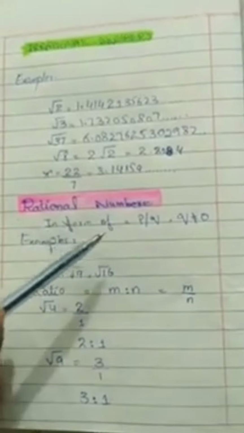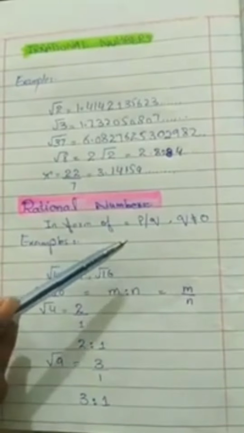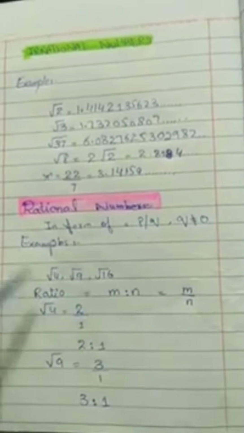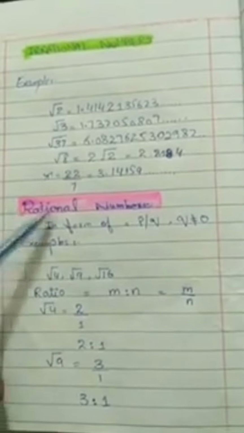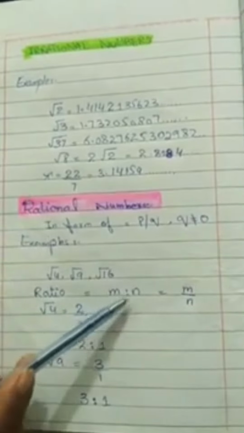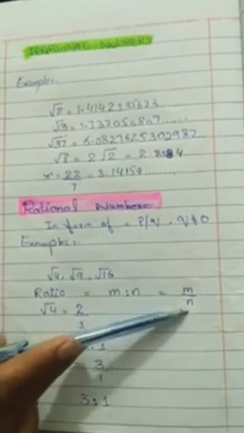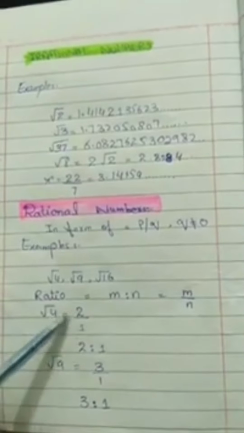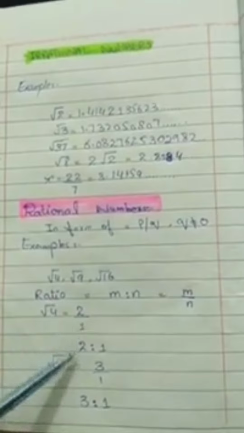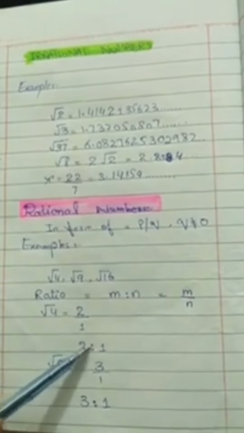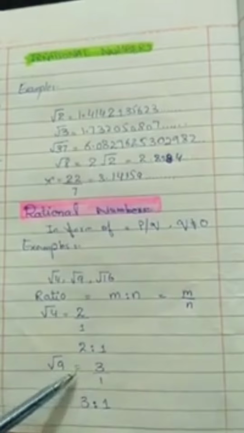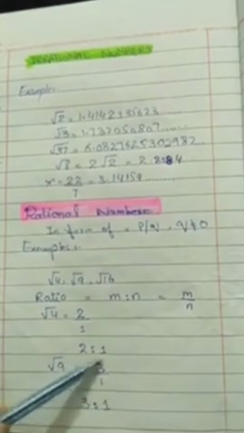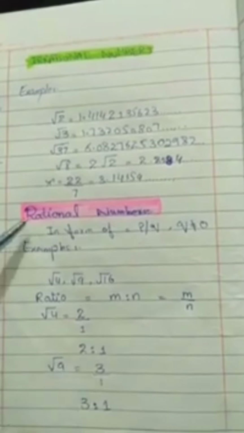A rational number can be written in the form p by q and q not equal to 0. For example, under root 4, 9 and 16. The word ratio is derived from rational number. It means m ratio n equals m by n. This is a fractional form. So when we take under root 4, we get 2 and the denominator is 1, so it can be written in the form of ratio 2:1. Under root 9 equals 3 and the denominator is 1, 3:1. So this can be written in the form p by q. These are the rational numbers.